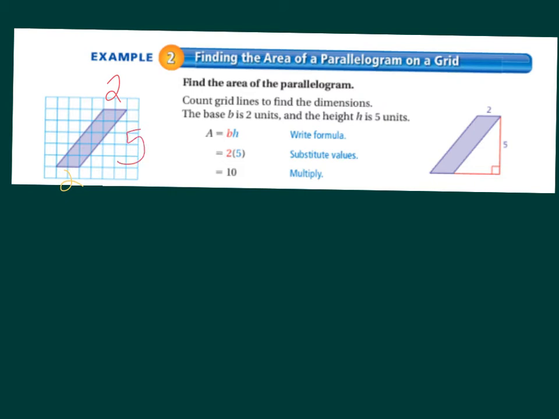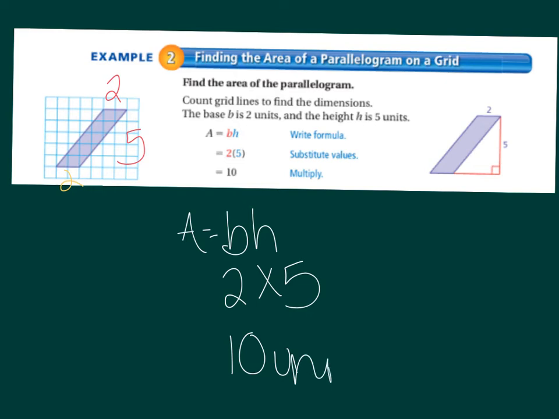You can see that illustrated over on the right also. Here's how your book would illustrate that. Again, area formula though is very simple. We just say area equals base times height. We plug in the base, 2, times the height, 5. We multiply it and we get our answer, 10, and we're going to put units.